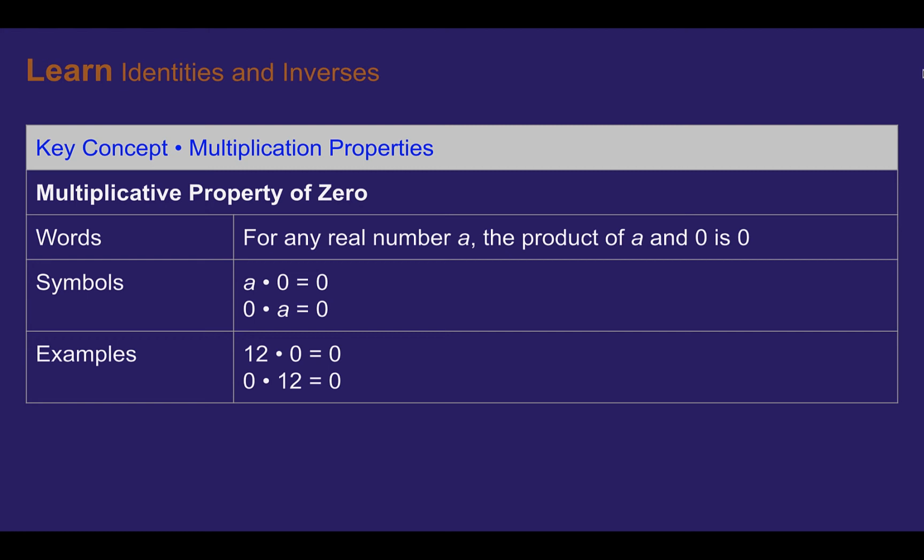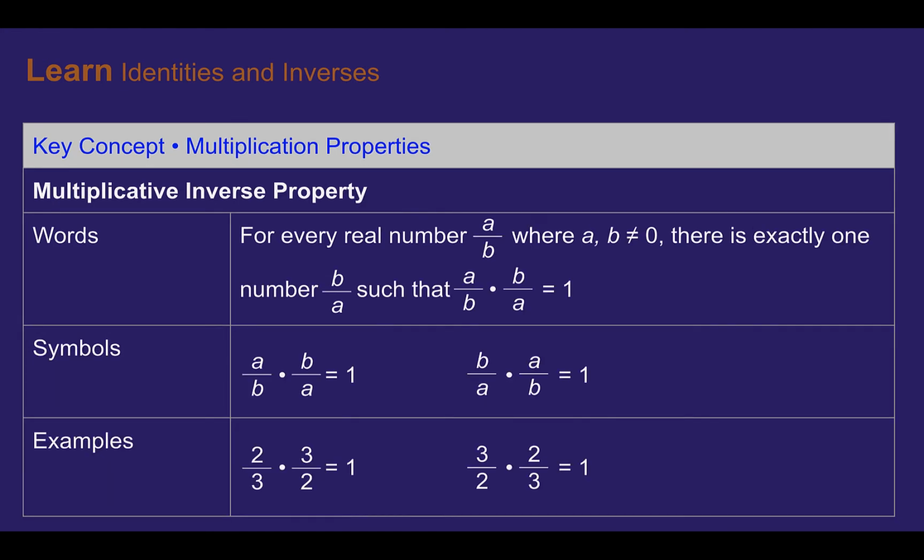The second property, the multiplicative property of 0, says any number times 0 is 0. So a times 0 is 0, 0 times a is 0, so 12 times 0 is 0, 0 times 12 is 0. Any number multiplying by 0 is going to get you 0, and it is rightfully named the multiplicative property of 0.